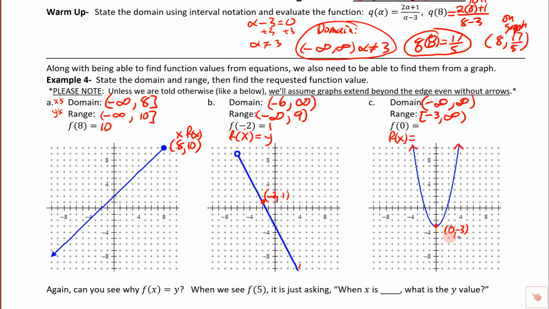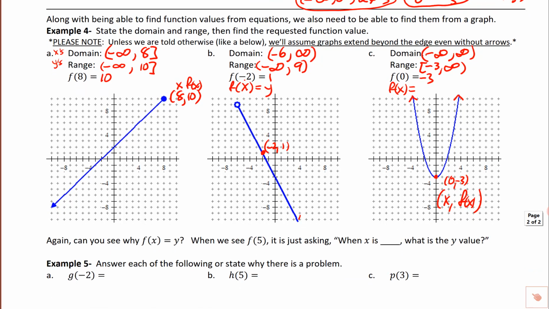So this is the x value. This is f of x. So x and f of x. Remember, f of x is the same as y. So that is -3. And again, you can kind of see 0, -3 sitting right there. All right, so that's how to do those 3 problems right there.